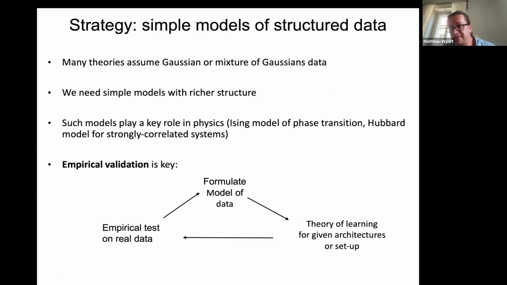A lot of the theories currently going on assume the least about the data, which is sort of natural. I mean, that the data are Gaussian or maybe a mixture of Gaussians, something like that. So we think that we need simple models with much richer structures. As we are all physicists here, we know that simple models, even if they are caricatures, can be useful. But it's important then to empirically test if those models actually capture something of the real data. So here I will introduce a model, and the goal is then to work it out and have predictions that you can test on real data.